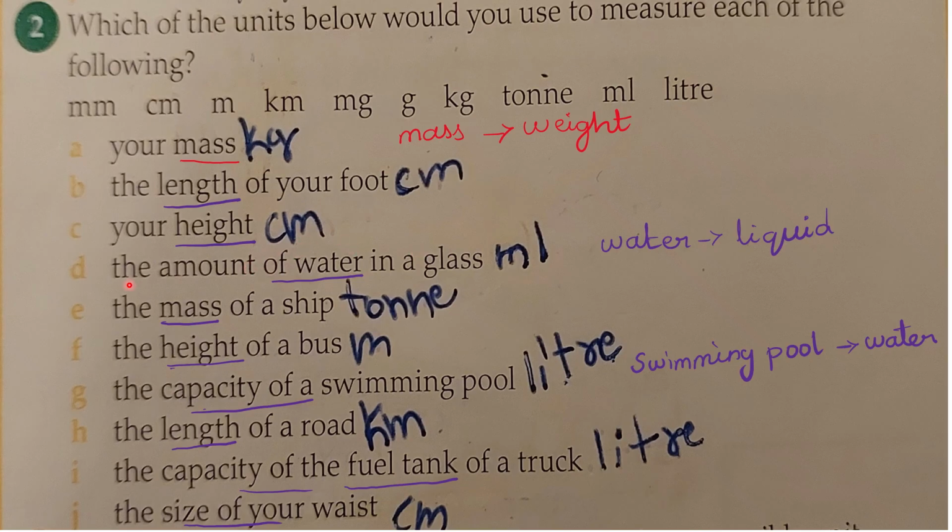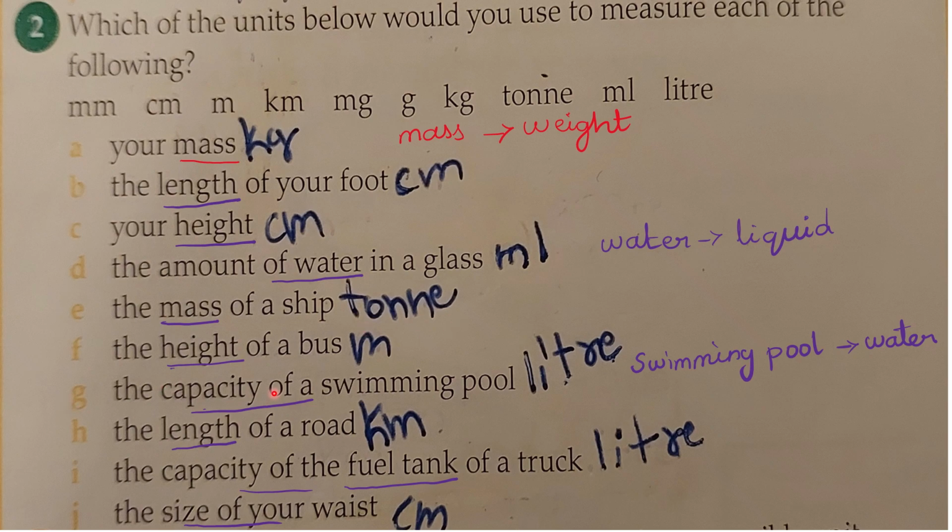Okay. D sum is the amount of water in a glass. Okay. So they are talking about the water which contains in a glass only. So that means milliliter. Okay. The mass of a ship. The weight of a ship. So it's definitely in ton.